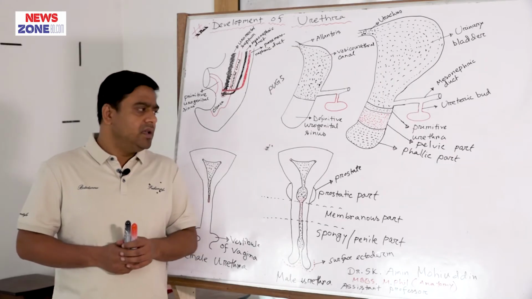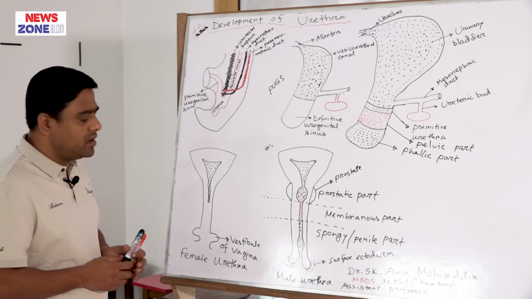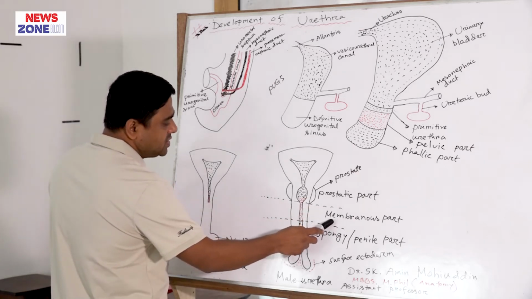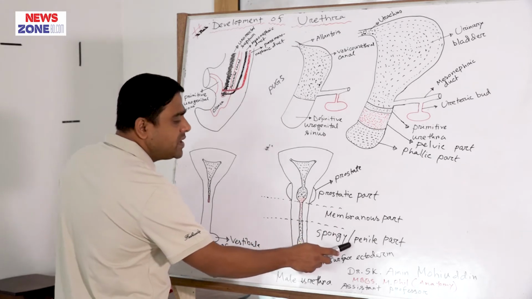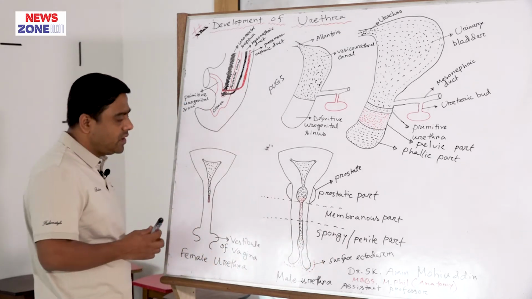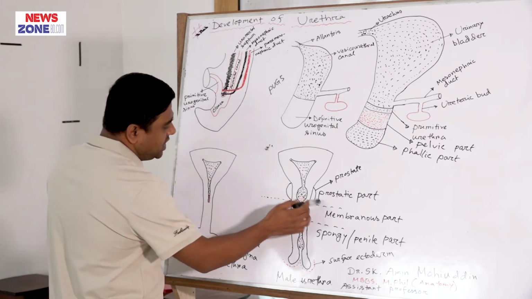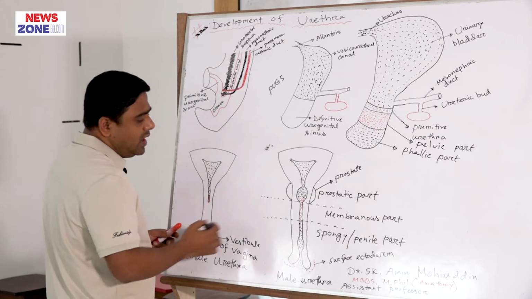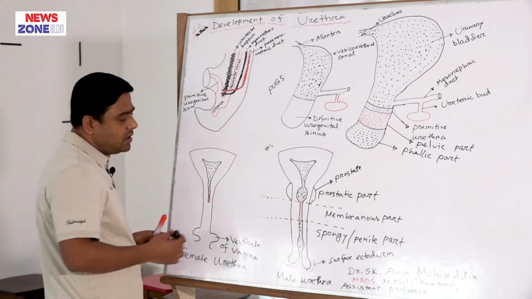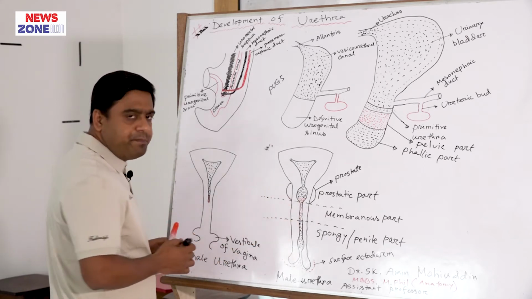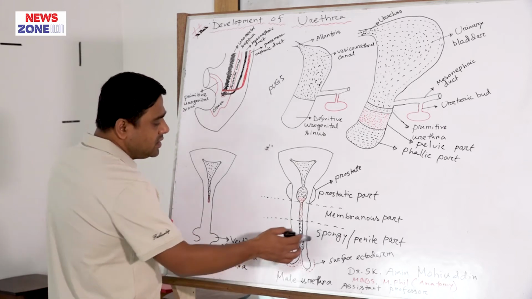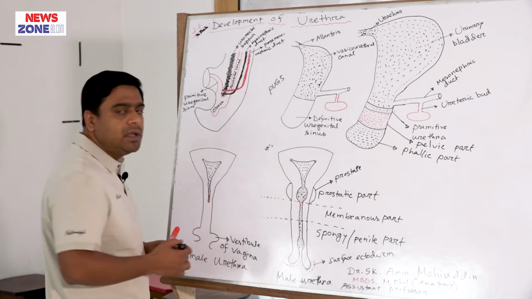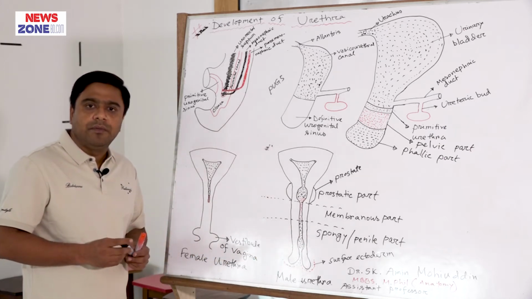Male urethra is divided into 3 parts. One is the prostatic part, membranous part, and spongy or penile part of the urethra. The prostatic part of the urethra passes through the prostate gland, and the membranous part of the urethra passes through the deep perineal pouch, and spongy part or penile part of urethra passes through the corpus spongiosum of the penis.